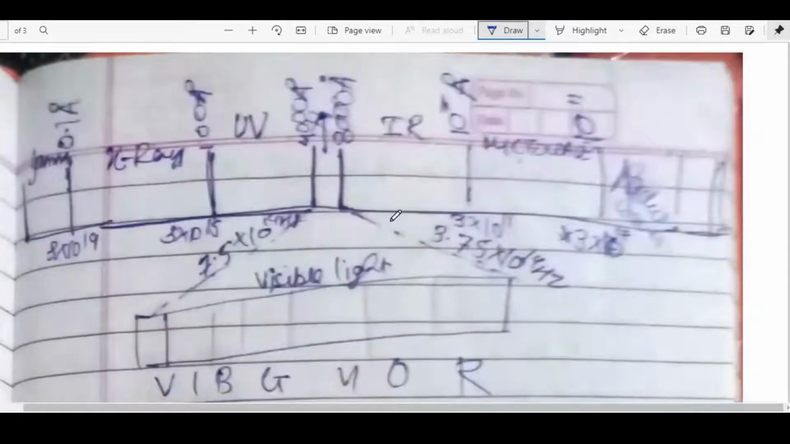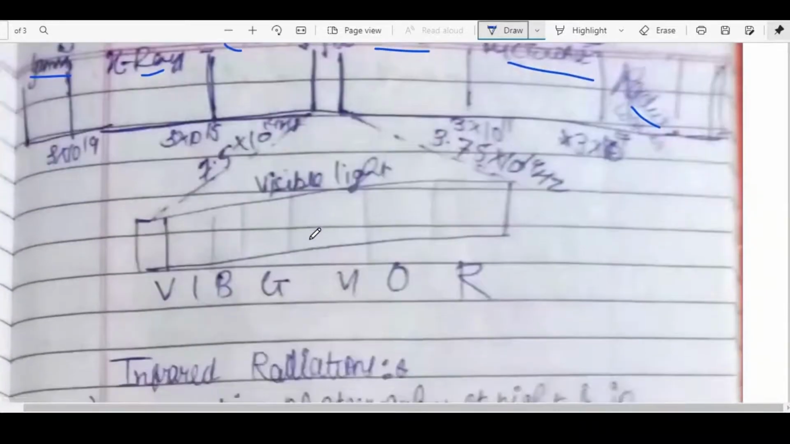This is the entire electromagnetic spectrum. This is radio waves, microwaves, infrared waves, the visible light, UV, X-rays, and gamma rays. This visible light ranges from 4000 angstroms to 8000 angstroms.